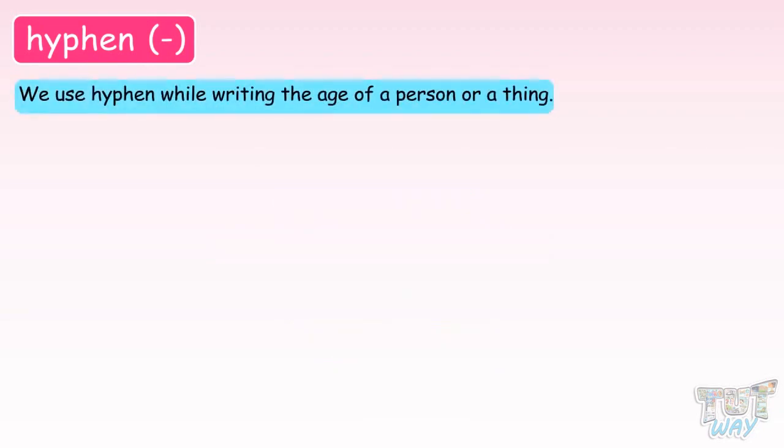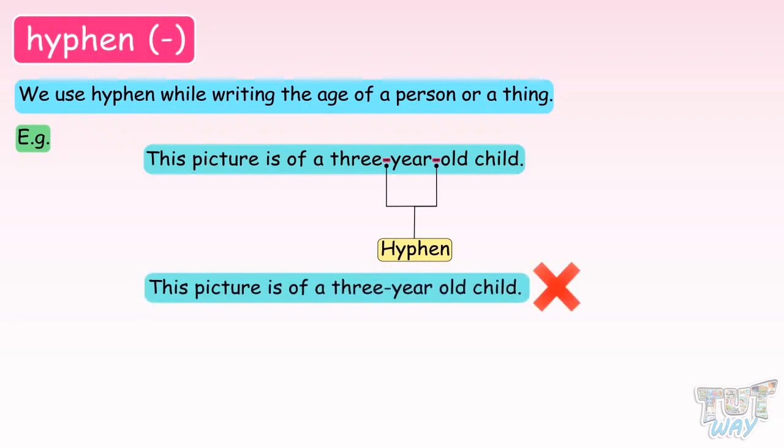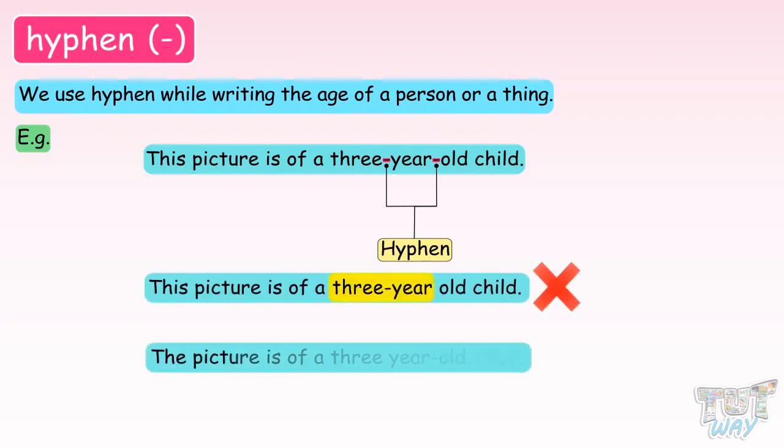We also use hyphen while writing the age of a person or a thing. Let's have an example. This picture is of a 3-year-old child. Here you can see 2 hyphens are used in expressing the age. You cannot write, "This picture is of a 3 year old child," but you can write, "This picture is of a 3-year-old child."